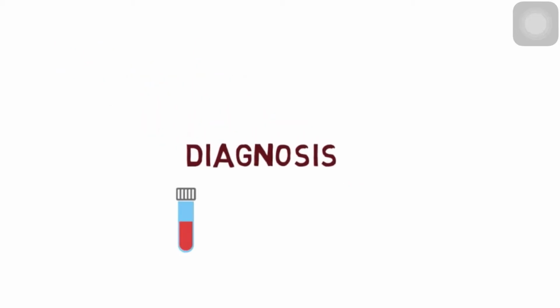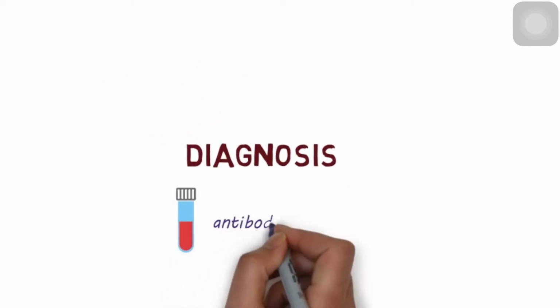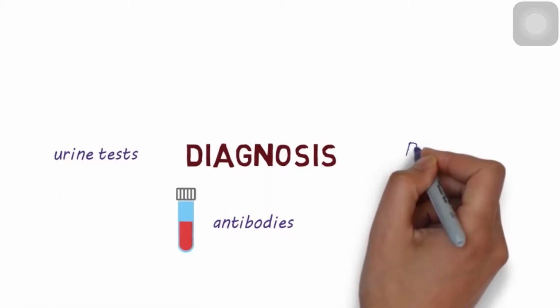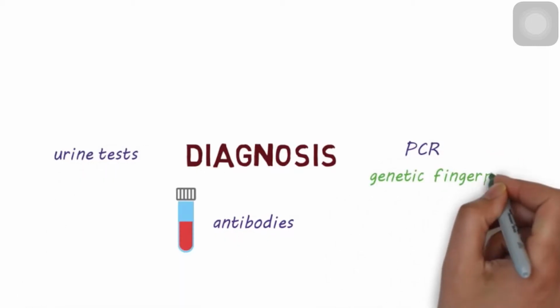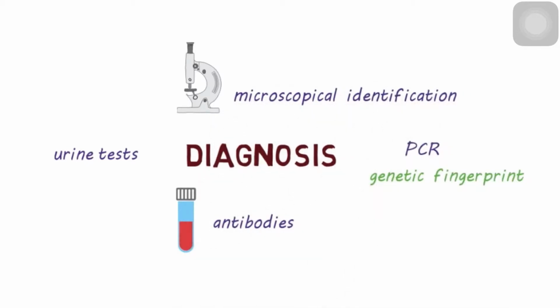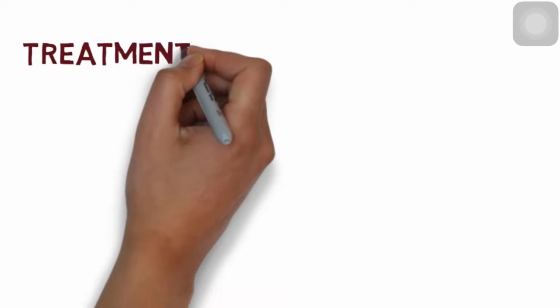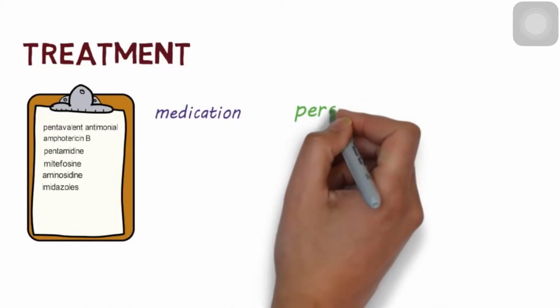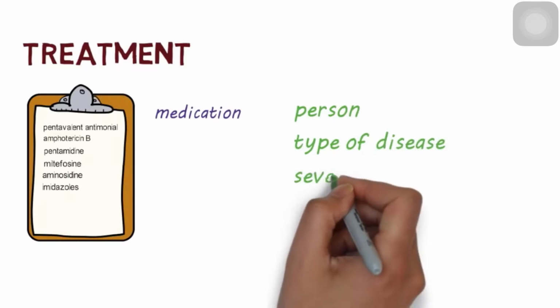The disease can be diagnosed by performing blood tests that look for antibodies against the parasite, or by urine testing. PCR tests can identify the parasite based on its genetic fingerprint. The best test is identifying the parasite through a microscope. There are many different types of medication available to treat the disease. Which one to use will depend on the person, type of disease, and severity.